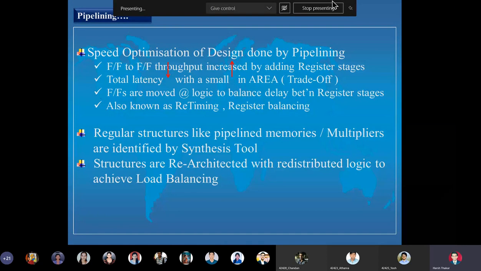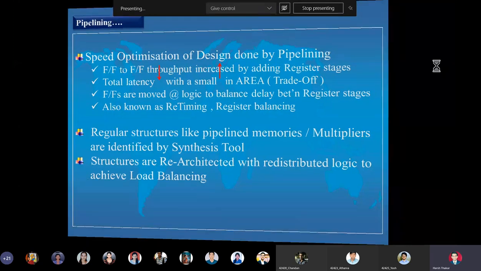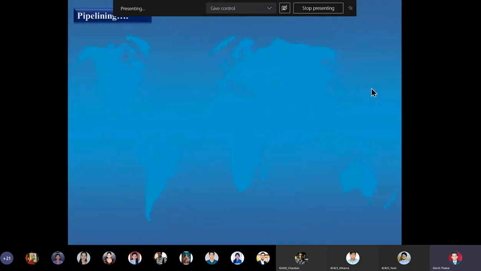Is it clear? So here speed optimization of design can be done by pipelining. The first point under this topic, speed optimization, is that flip-flop to flip-flop throughput is increased by adding register stages. What is this? It is explained in the next diagram.